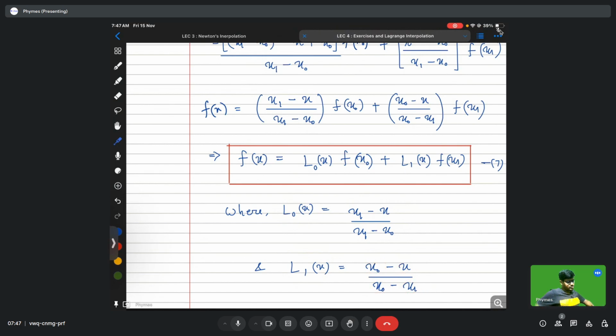So here you see that x1 and x0 actually represent the coefficient of the Lagrange polynomial. These are known as the Lagrange polynomials. So this f of x, the estimated function, can be represented by the addition of these two terms, and here these are the Lagrange polynomials.